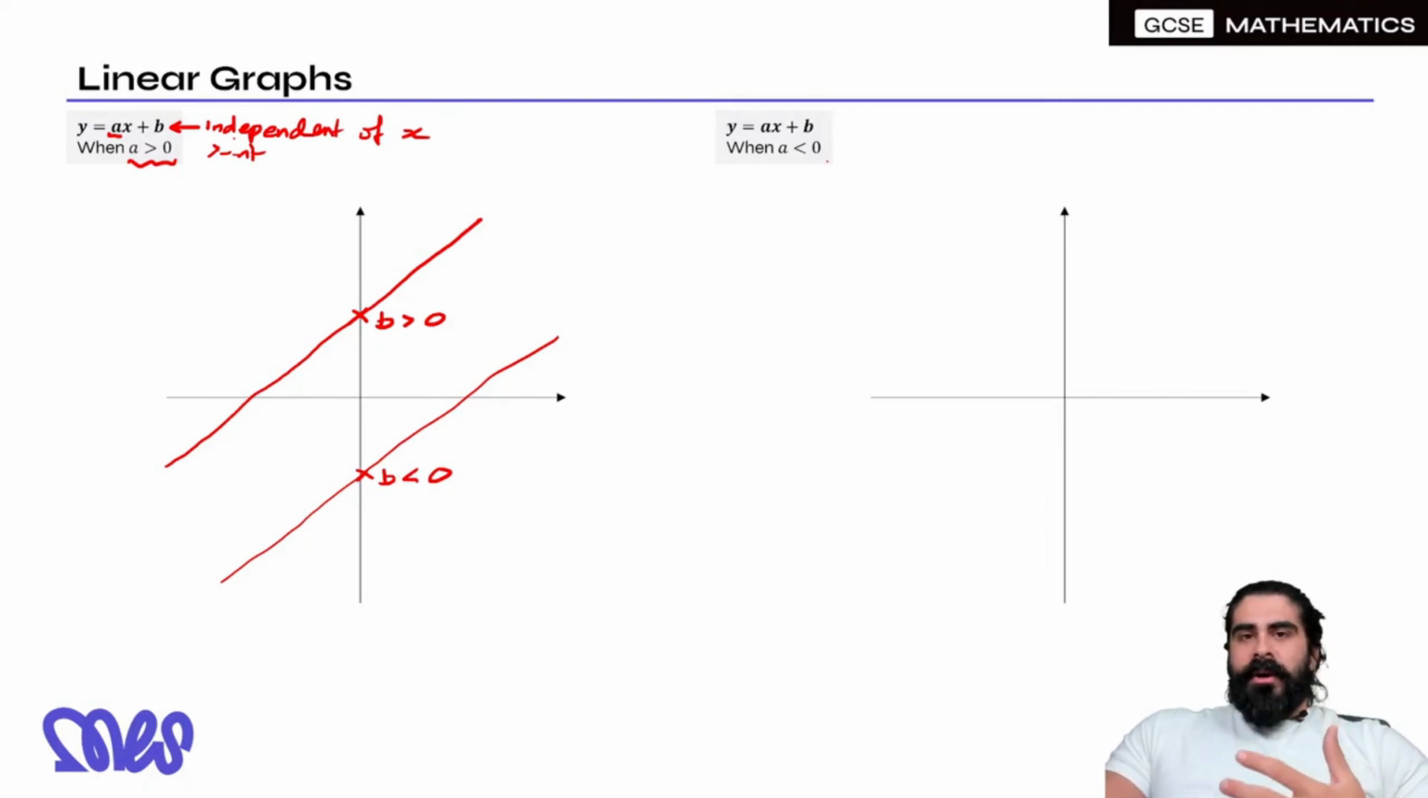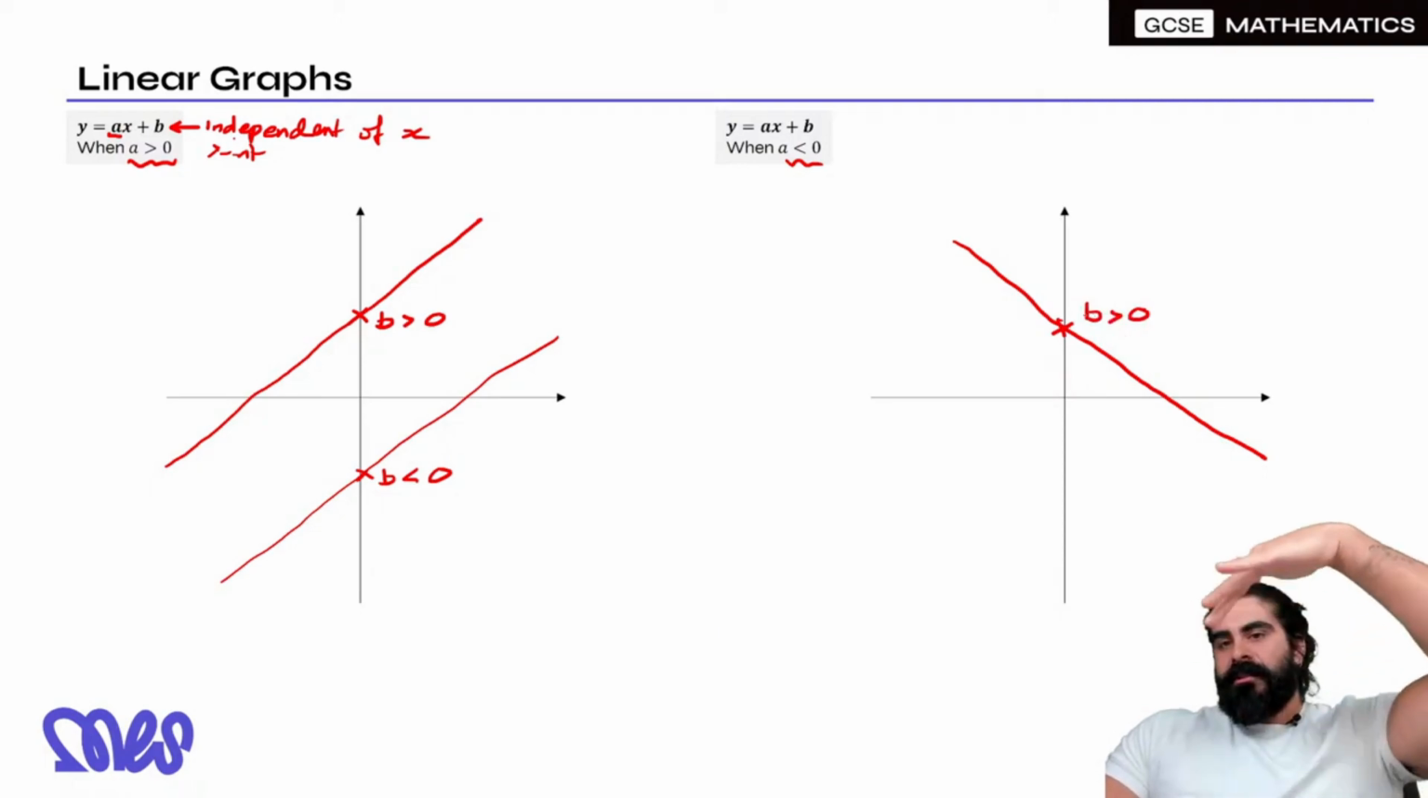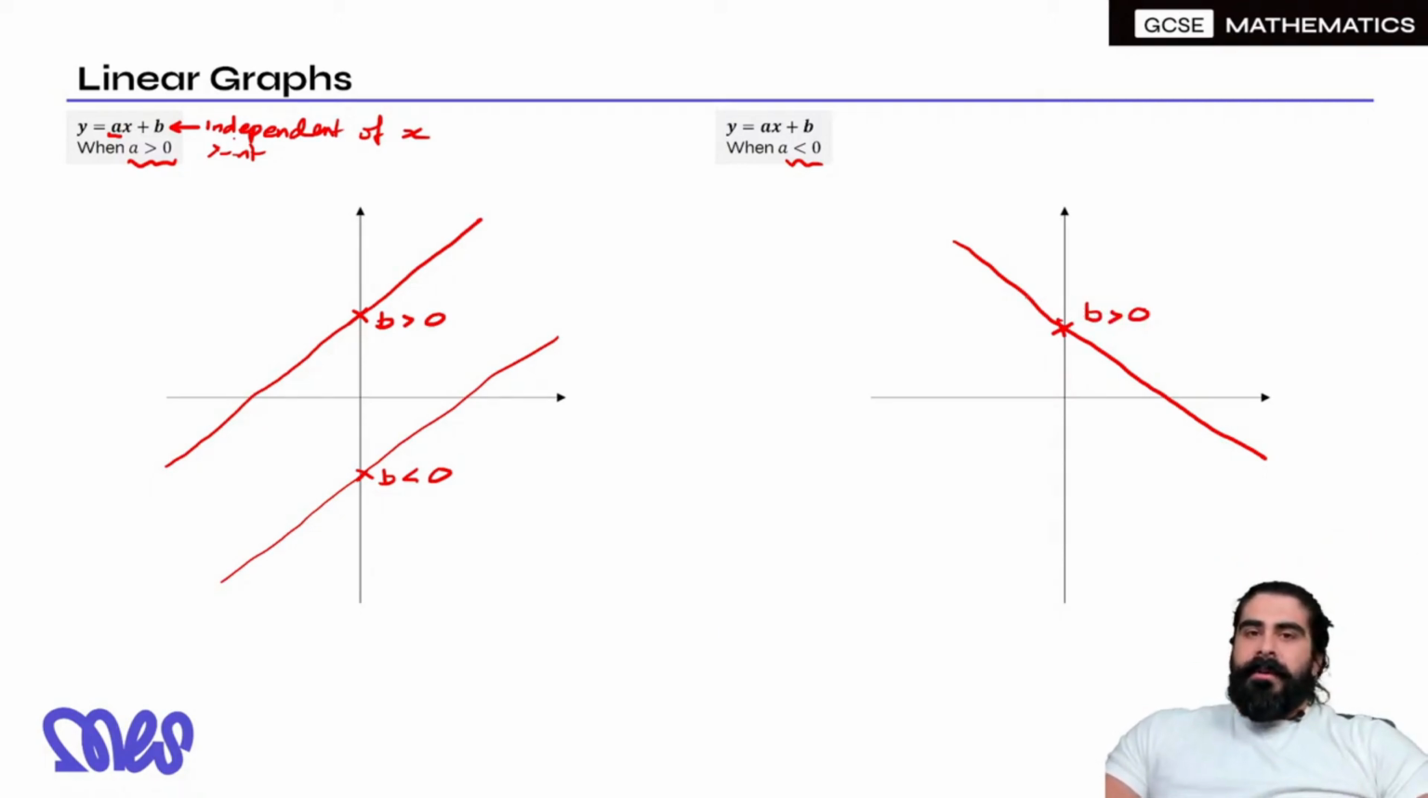The next one is the same line, but when a is less than 0. A is less than 0 means negative gradient, downward sloping. So it looks exactly the same, but downward sloping like this. Remember, right now I'm only interested in the shape. Here, that would be if b was positive. It would cross the y-axis on the positive y, but still negative gradient, downward sloping. If b was negative, it would point downwards like that. B is less than 0.